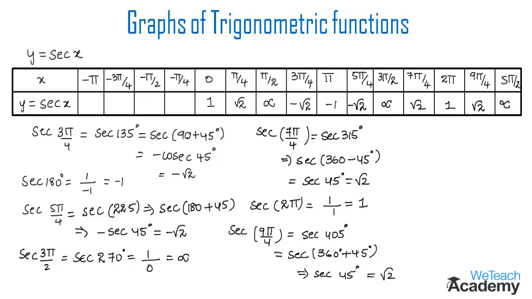And now let us find the values for negative radians. So in order to find the value for negative radians, we already know the concept, which is secant of minus theta is equal to secant theta.